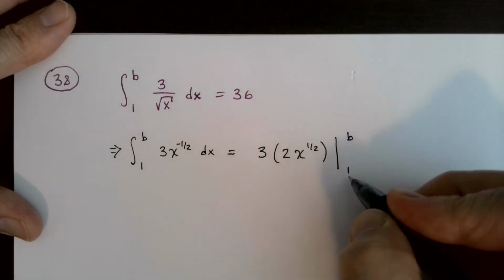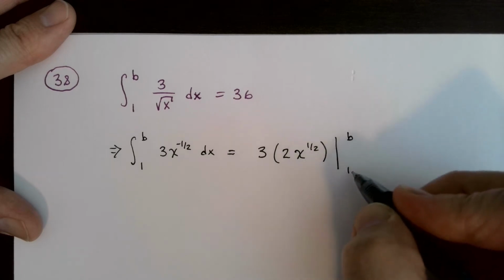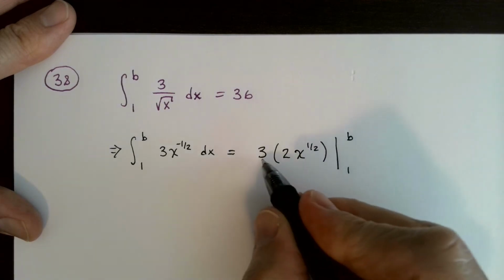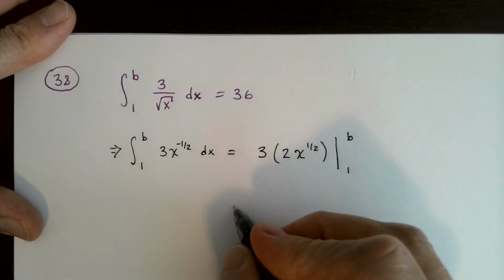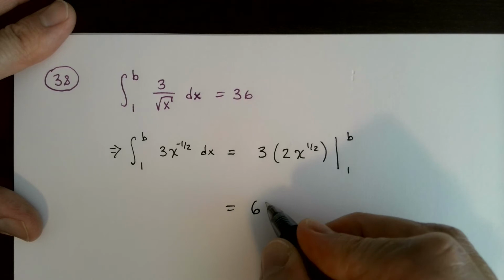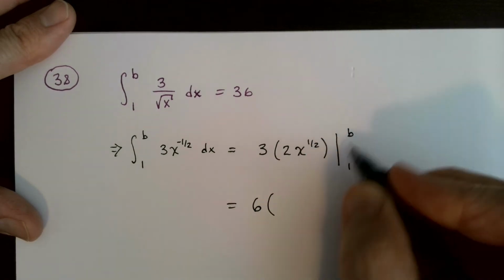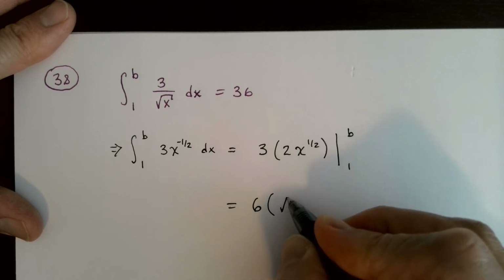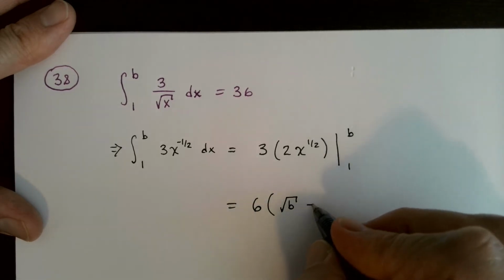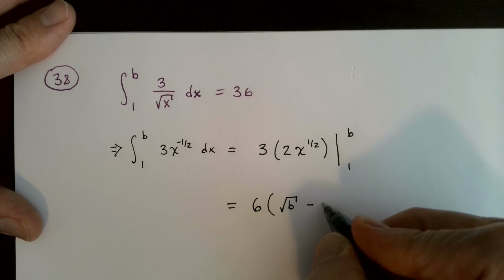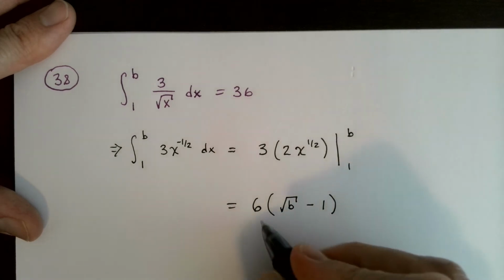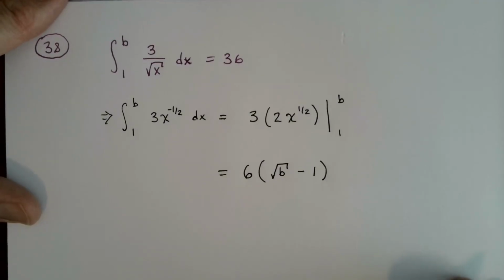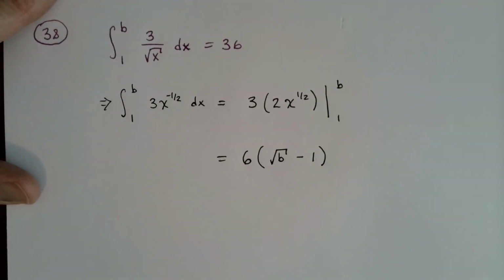Notice we're evaluating this at the upper limit of b and the lower limit of 1. So I'm going to replace x with b and then with 1 and subtract. 3 times 2, let's go ahead and pull that constant multiple out. That is 6. And then I've got b to the 1/2, which I'm going to write as the square root of b, minus 1 to the 1/2. What's 1 to the 1/2? Just 1. So I factor that 6 out of both of them. I could distribute it through if I want to, but this is helpful.